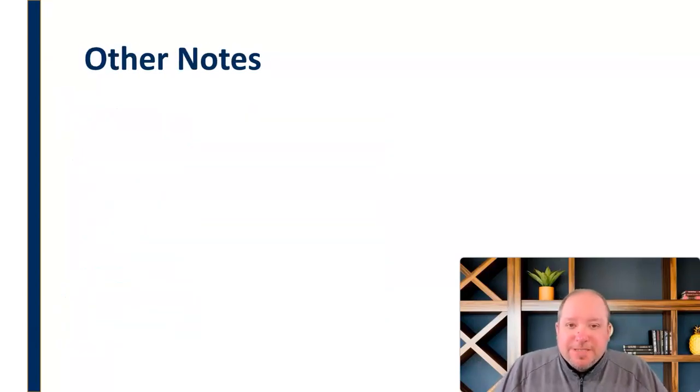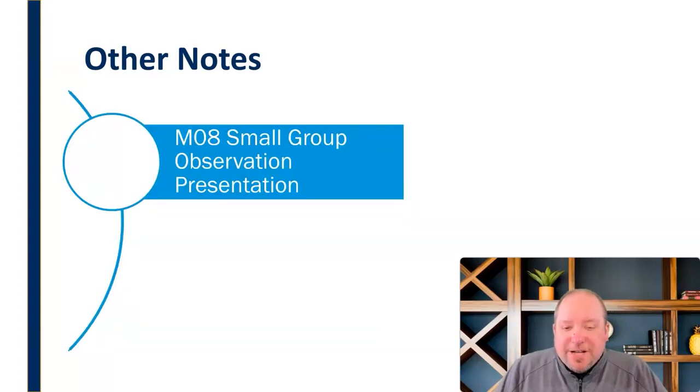A couple other notes, just some things coming up in the near future. First of all, in module 8, you have your small group observation presentation. Hopefully you've identified a group and are able to observe them over the next week or two, and then put together your presentation based on your notes and observations. So be working on that. You'll find information in the assignment area in the virtual campus.